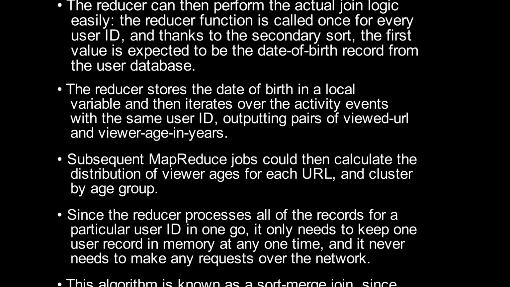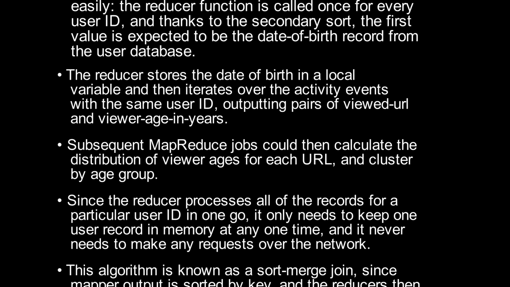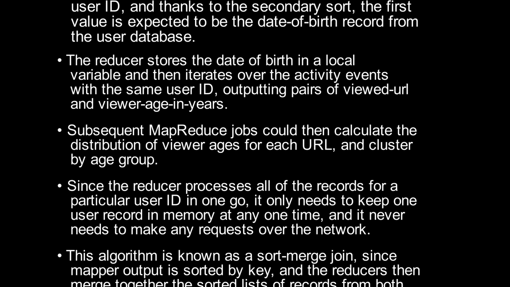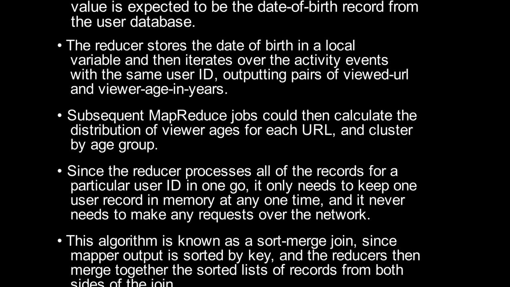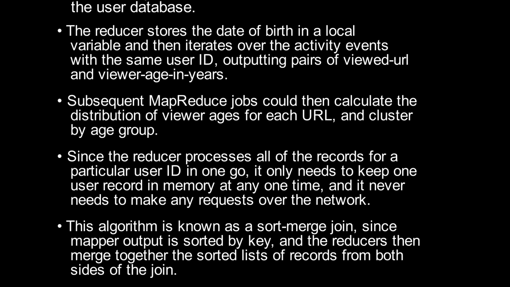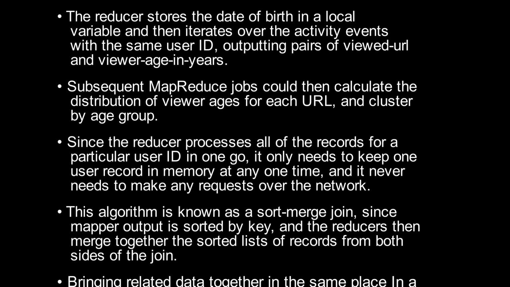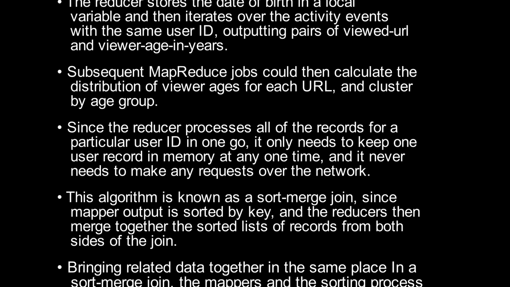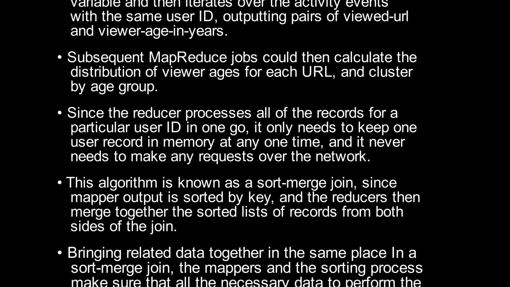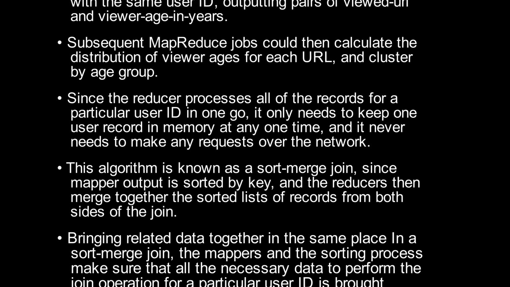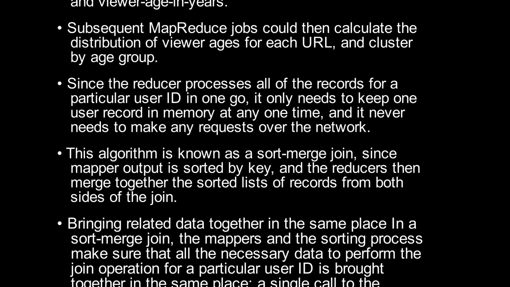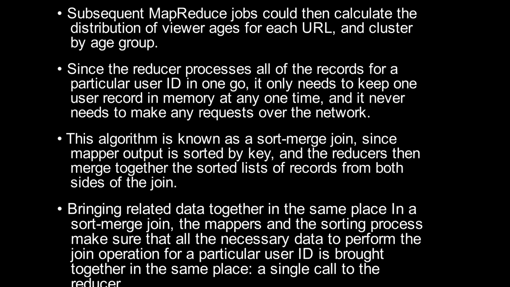Since the reducer processes all of the records for a particular user ID in one go, it only needs to keep one user record in memory at any one time, and it never needs to make any requests over the network. This algorithm is known as a sort-merge join, since mapper output is sorted by key, and the reducers then merge together the sorted lists of records from both sides of the join, bringing related data together in the same place.